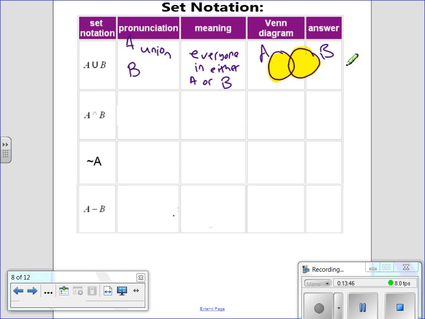Okay, this next one is A intersect B. A intersect B is people or numbers that live in both of the regions. So how do I want to say that? Everybody in the overlap region. Everybody in the overlap of A and B. That was a good way of saying that.